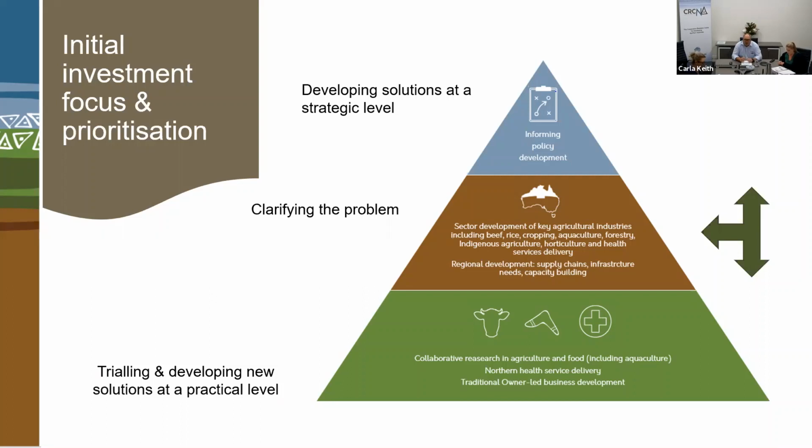The brown part of the triangle there is some work we're doing to identify what the key needs are for the sectors that are significant within Northern Australia, such as beef, rice, broadacre cropping, aquaculture, and so on. Identifying what their priorities are, and looking at what research gaps, what infrastructure gaps, what policy issues are facing those industries. And then once those projects are finished, projects will fall out of those.